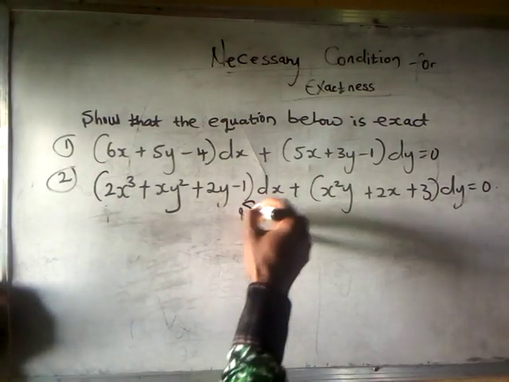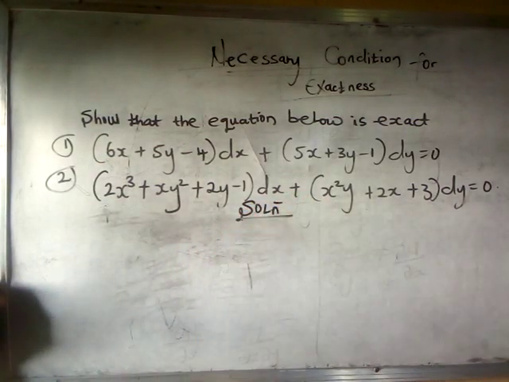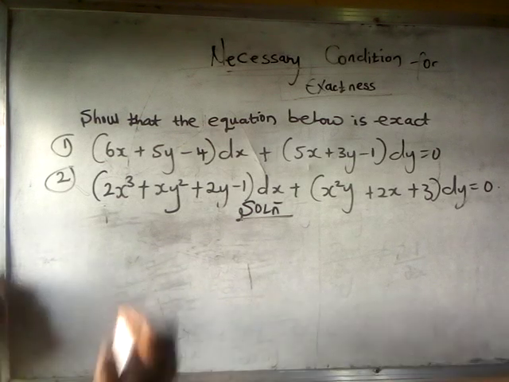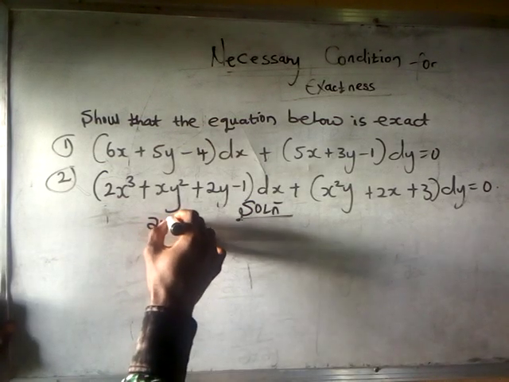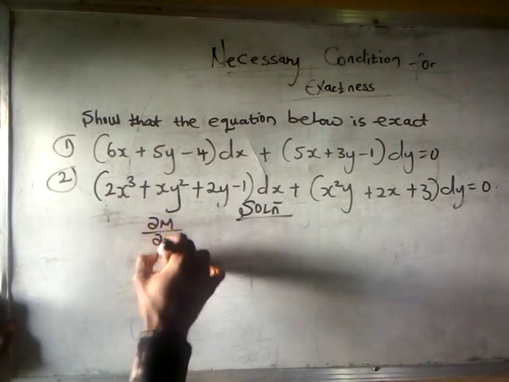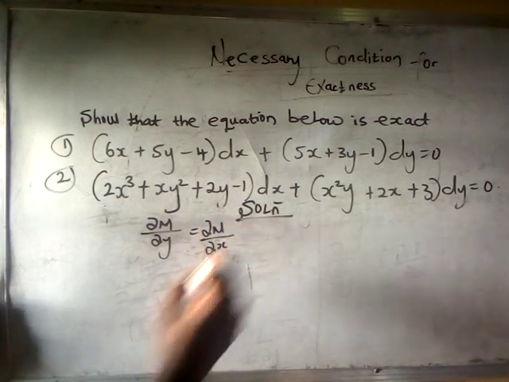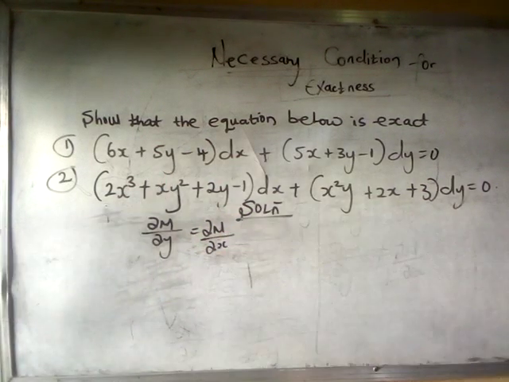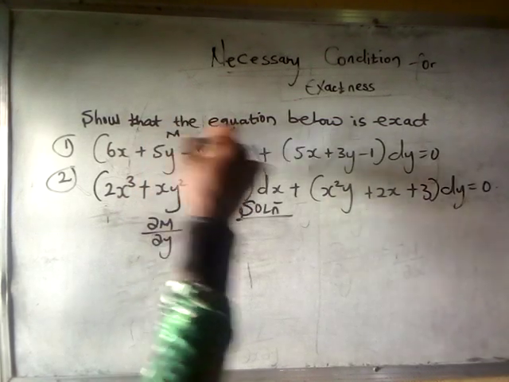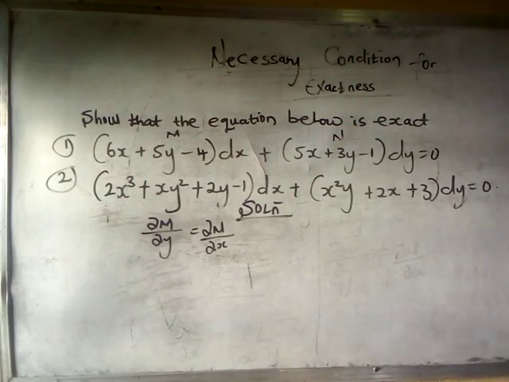To test for exactness, the partial derivative of M with respect to y should equal the partial derivative of N with respect to x. This is my M. This is always M, and this is always N. So now we are going to differentiate the whole of this.